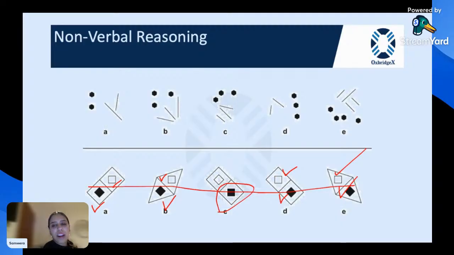But again, what I did is rather than looking at the shape as a whole, I broke it down. Yeah, it's really just about analyzing the shape. Amazing. So let us move on.